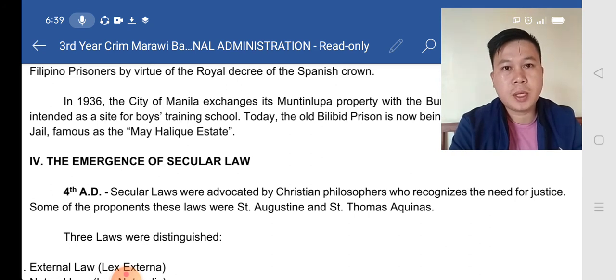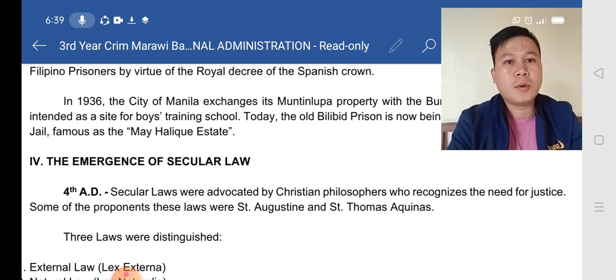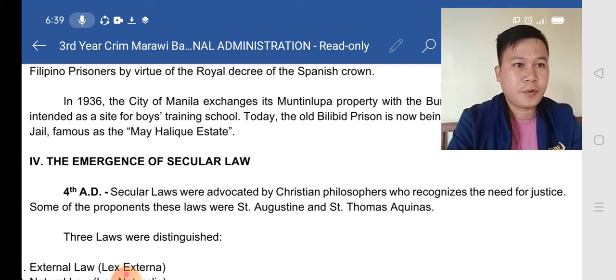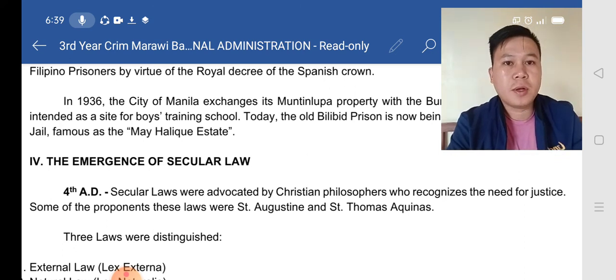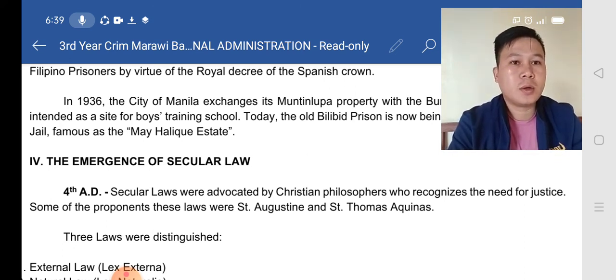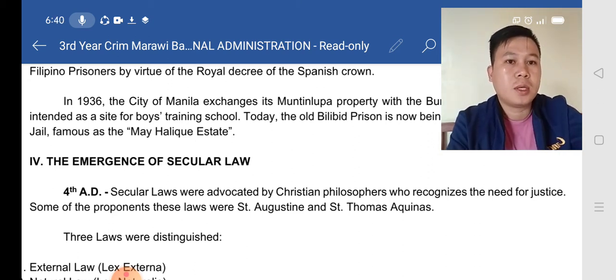So let's move on with the emergence of secular law. 4th AD, secular laws were advocated by Christian philosophers who recognize the need for justice. Some of the proponents of these laws were St. Augustine and St. Thomas Aquinas, as I have said on our previous videos, that mapapansin niyo sa philosophy ninyo ang pangalang St. Augustine at saka St. Thomas Aquinas.